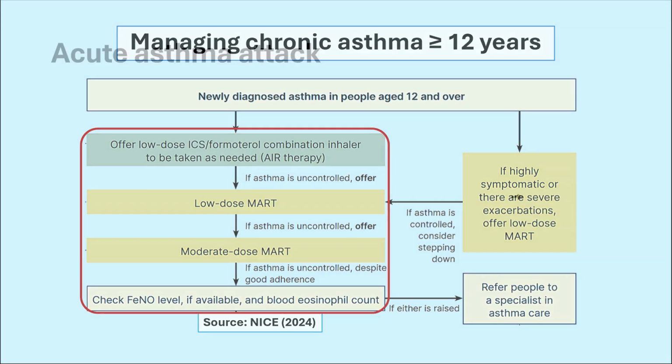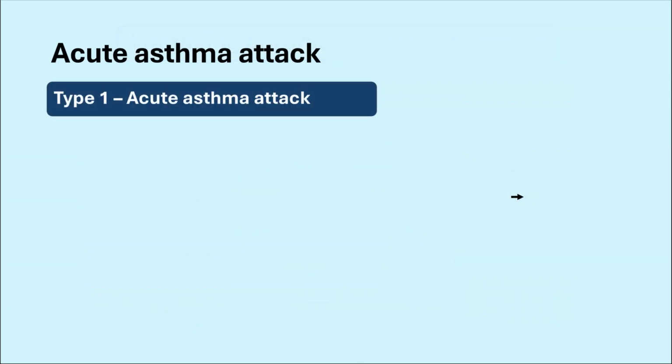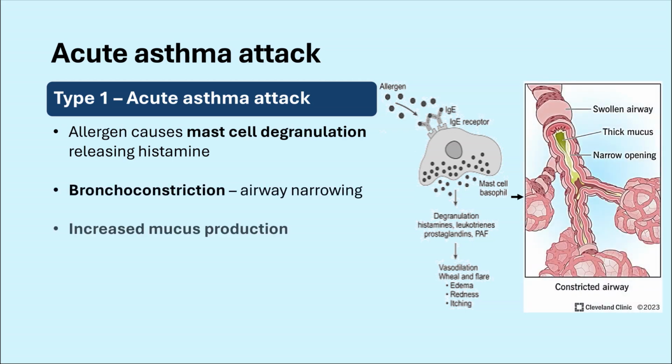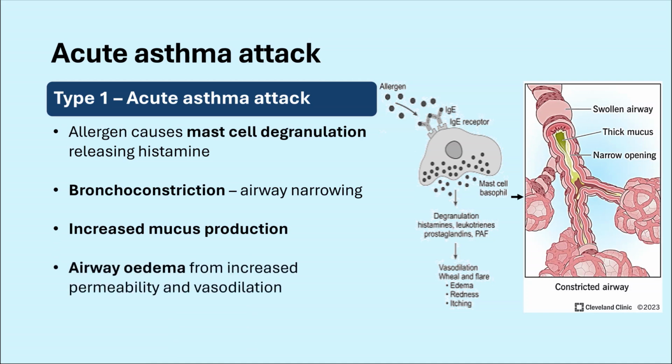Now let's look at the pathophysiology of an acute asthma attack. An acute asthma attack is a type 1 hypersensitivity reaction. In this scenario, there is mast cell degranulation. Mast cells contain a lot of histamine, and these histamine molecules are released, which causes vasodilation, itchiness, bronchoconstriction, narrowing the airway, increased mucus production, and airway edema. I'm not going to delve deep into the details of how the mast cell degranulation or the IgE stuff works, because that's pre-clinical medicine, and here we will focus mainly on the clinical aspect.